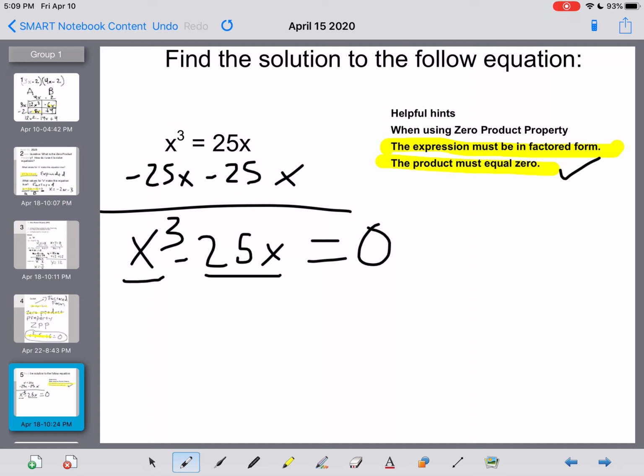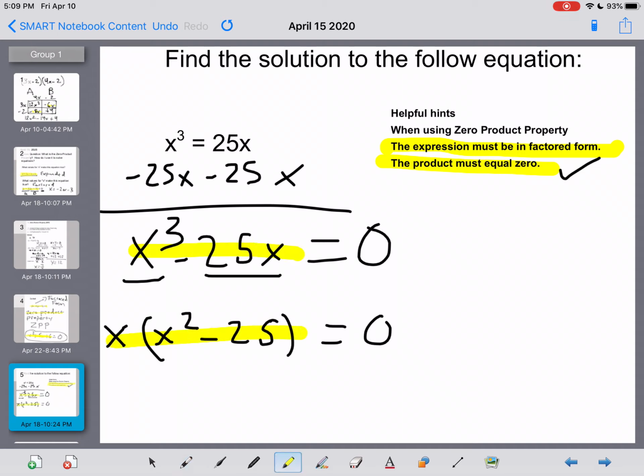If I divided an x out of both of these, take a look. X times something gives me x to the third. That would be x to the second. X times something gives me negative 25x. That would be negative 25. So take a look at this. If I distributed, that would be x times x squared. That would be x to the third. And x times 25 would be negative 25x. These are equivalent, guys. This guy and this guy are equivalent.